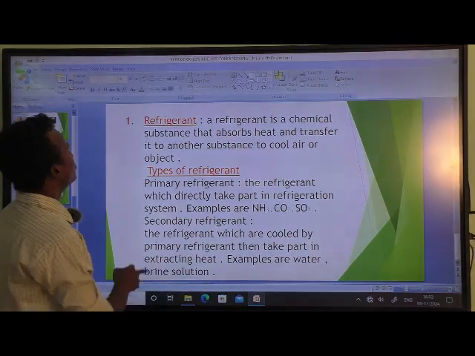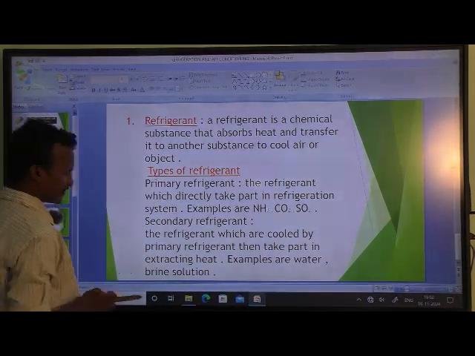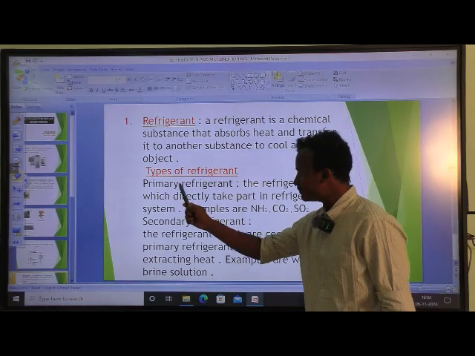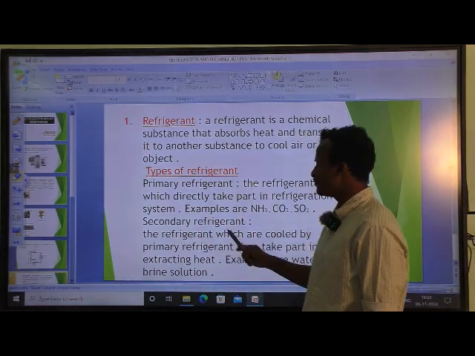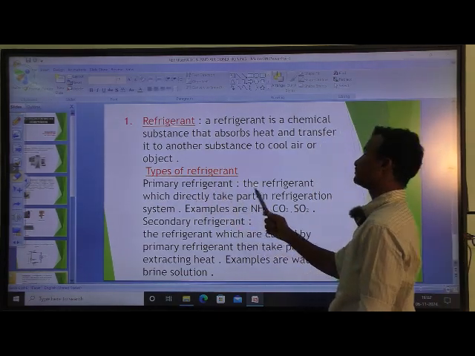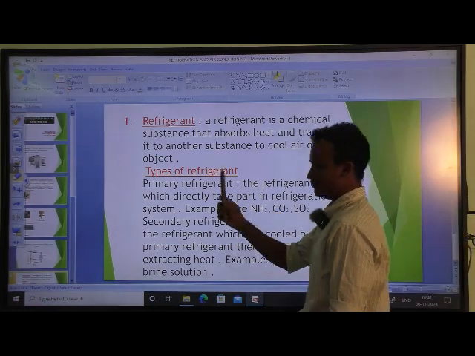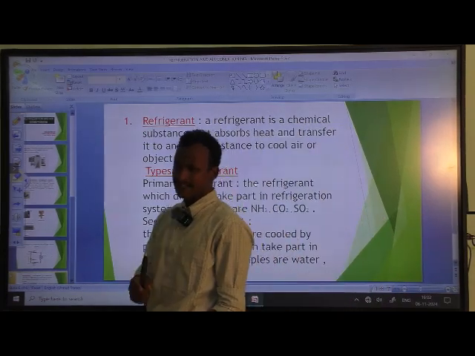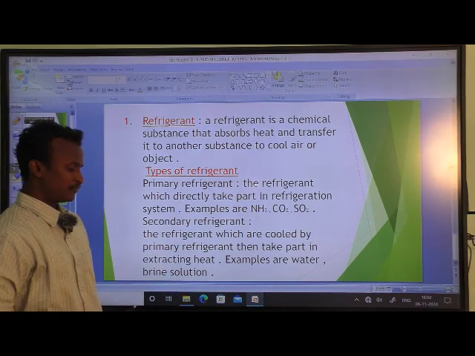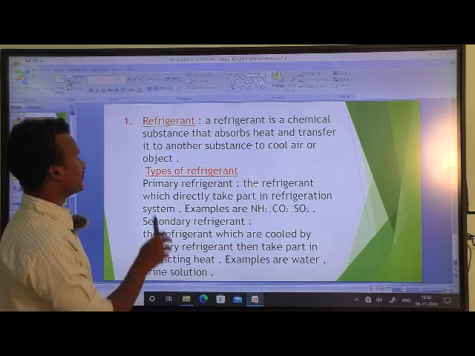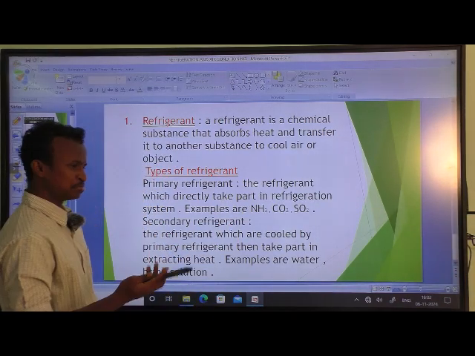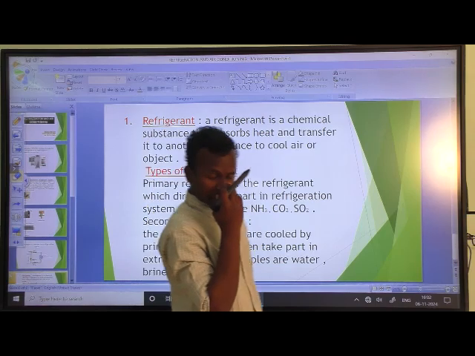My dear students, now we will discuss the types of refrigerant. There are mainly two types of refrigerant. One is primary refrigerant and another is secondary refrigerant. Primary refrigerant is the refrigerant which directly takes part in the refrigeration system. Examples are NH3, CO2, SO2 and methyl chloride.